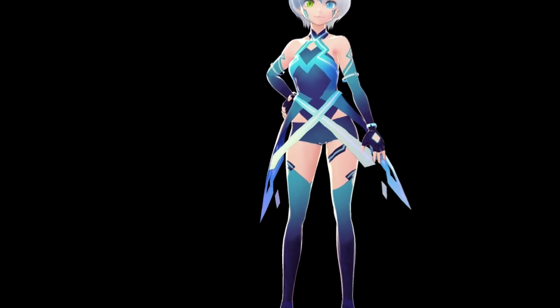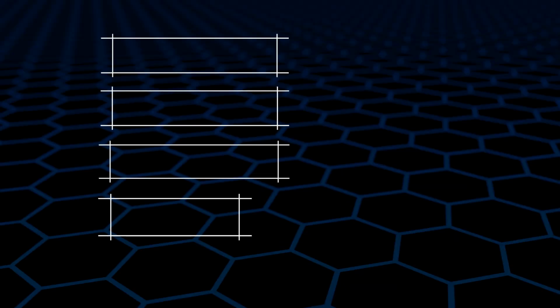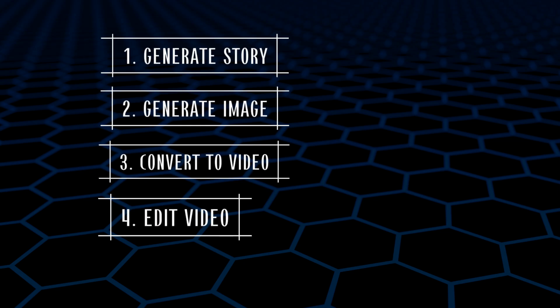So to create videos like this, we will follow 4 simple steps. Step 1, we will generate the story. Step 2, we will generate images for every scene of the story. Step 3, we will convert those images into video clips. Step 4, we will edit all the clips together and create a cute cartoon animation video.